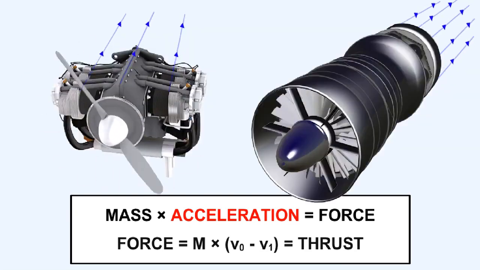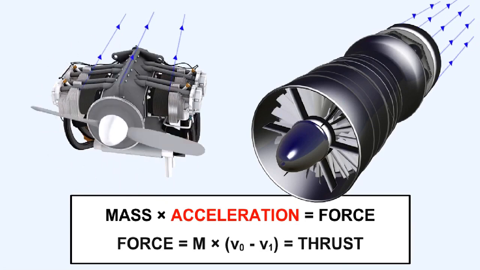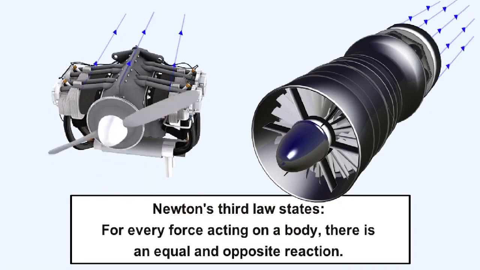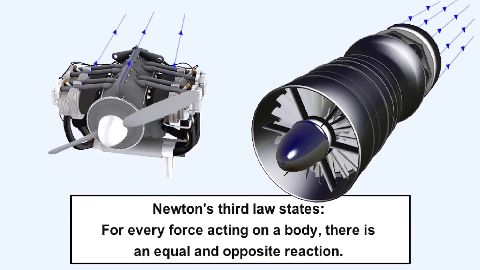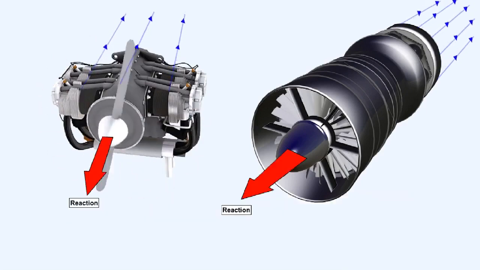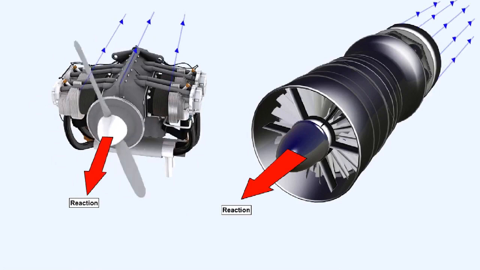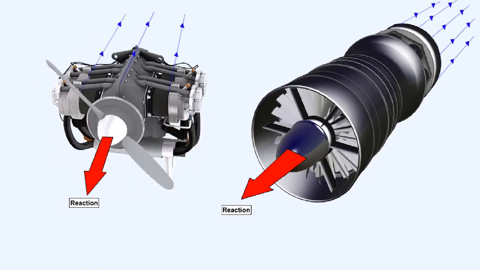With the piston-engine propeller combination, the propeller drives a relatively large mass of air backwards fairly slowly, while the gas turbine throws a small mass of air backwards relatively quickly. Newton's third law states, for every force acting on a body, there is an equal and opposite reaction. In the two cases quoted earlier, the piston-engine propeller combination and the gas turbine engine, the force created by the mass of air being thrown backwards and its velocity generates a reaction in the opposite direction, driving the aircraft forwards.